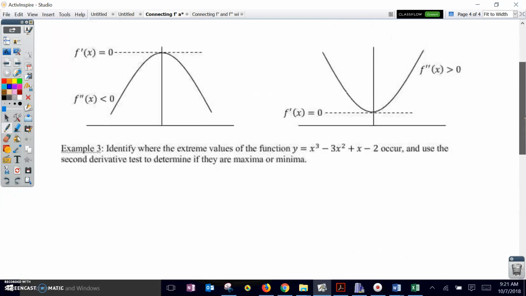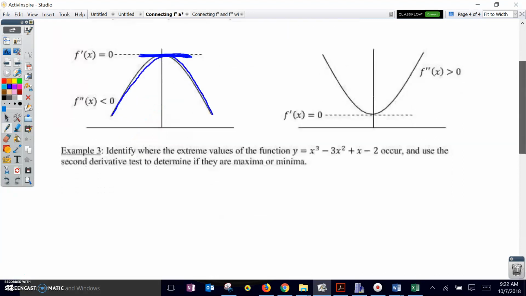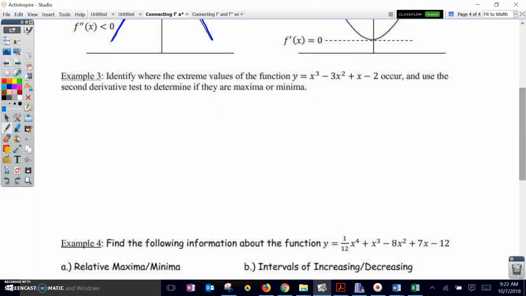And I'll scroll up here for a second. If we know that the derivative is 0 and the second derivative is negative, then we know that the curve has an extreme value here because of the critical point, and when it's less than 0, the graph is going to be concave down, which means since it's concave down and we have an extreme value, that value has to be a maximum, and vice versa for minimums. So let's go ahead and do this. We'll identify where these values occur, and we'll use the second derivative test to decide if they're maxima and minima.